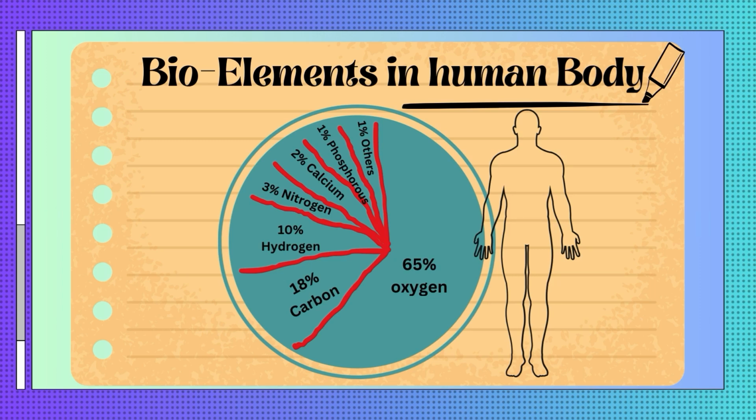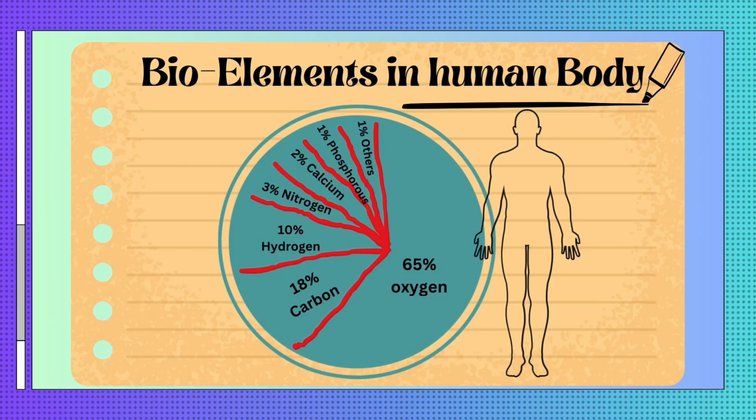10% hydrogen is present. 3% nitrogen is present. 2% calcium is present. 1% phosphorus is present. These 6 bioelements make 99% of body mass. And other 10 bioelements make 1% of body mass.